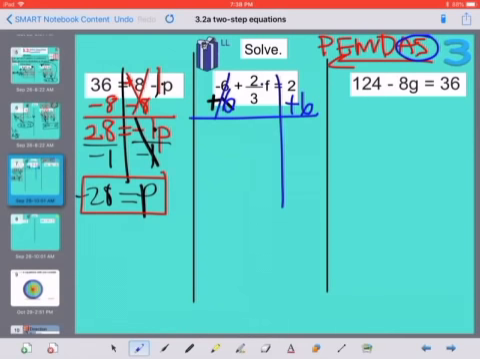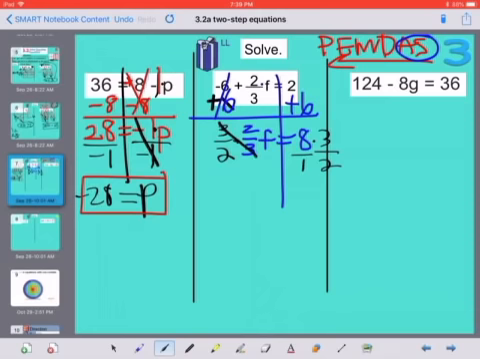6 minus 6 eliminates. Rewrite what you have. 2/3 times f equal to 8. 2 plus 6 is 8. And now, to get rid of a fraction, we multiply by the reciprocal. Reciprocal meaning we flip the fraction. 3 over 2 times 3 over 2. Remember, this is really 8 over 1, so we're multiplying the top numbers and the bottom numbers.